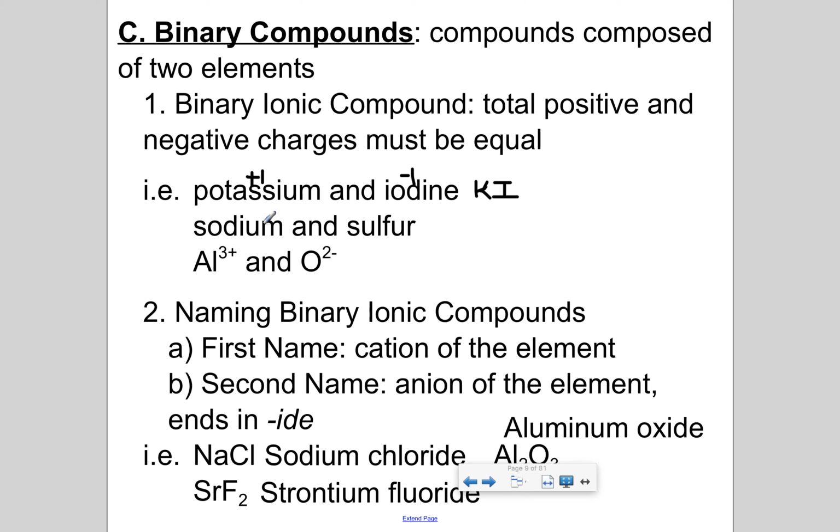Sodium. On the periodic table, it's in group 1, it's got a +1 charge. Sulfur is in group 16. It has a -2 charge. Oh no, the charges don't balance. So then you ask yourself, all right, what can I do to get the charges to balance?